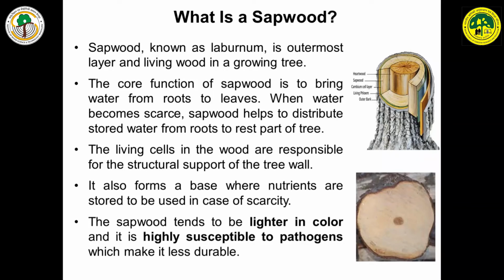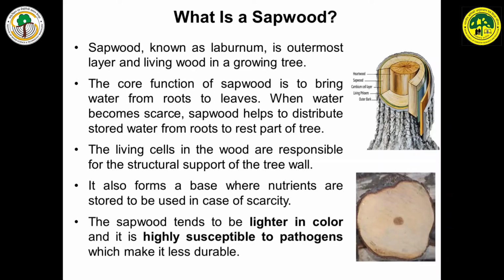The sapwood is the living part of the tree, unlike the dead part, which is heartwood. So living cells in the wood are responsible for the structural support of the tree. It also forms a base where nutrients are stored to be used in case of scarcity. The wood tends to be lighter in color. In most cases, the sapwood color is lighter compared to heartwood.